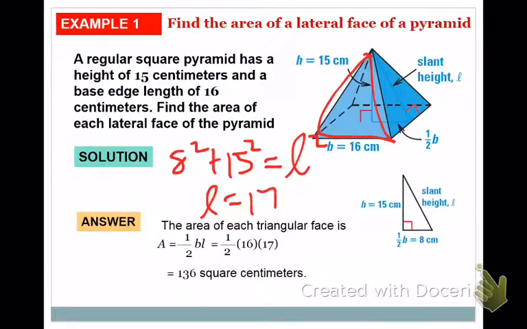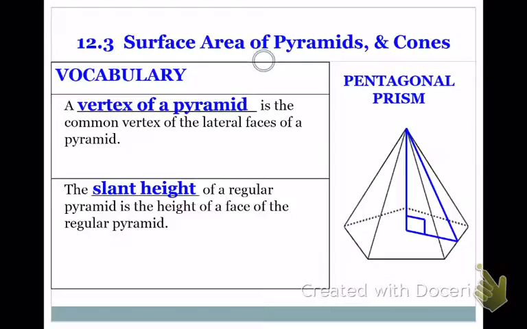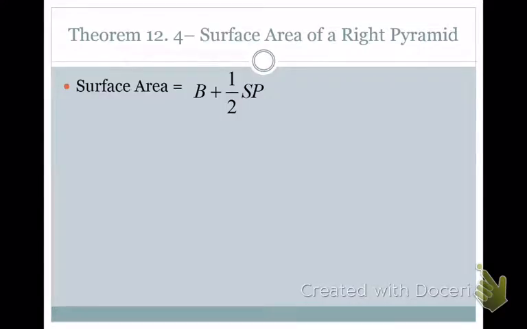I'm going to go back. I don't like this formula here where they said 1/2 SP. It's the area of the base plus 1/2. Let's change that S to an L, the slant height, L, times the perimeter. One half L times the perimeter. All right.